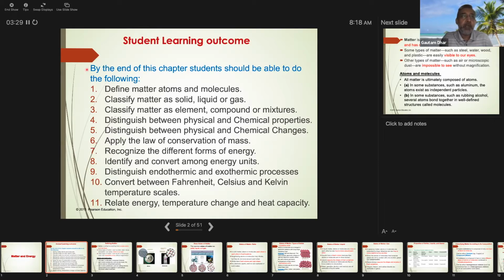So up to 6 is about matter, and then 7 through 11 we have energy. We are going to see that, as I said, there's a conservation of energy like mass, and energy can neither be created nor destroyed.